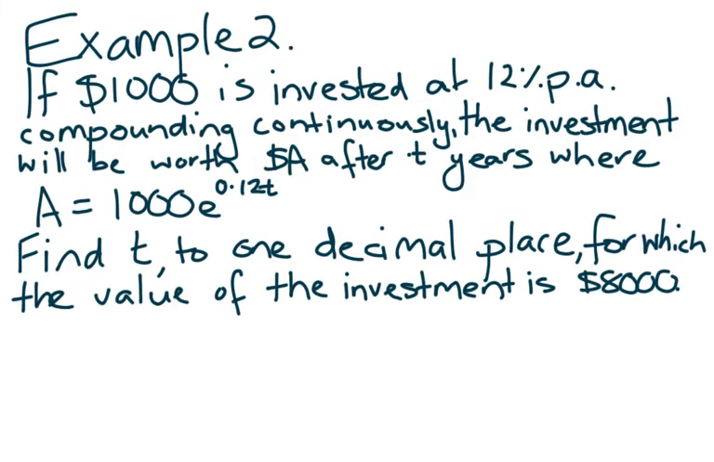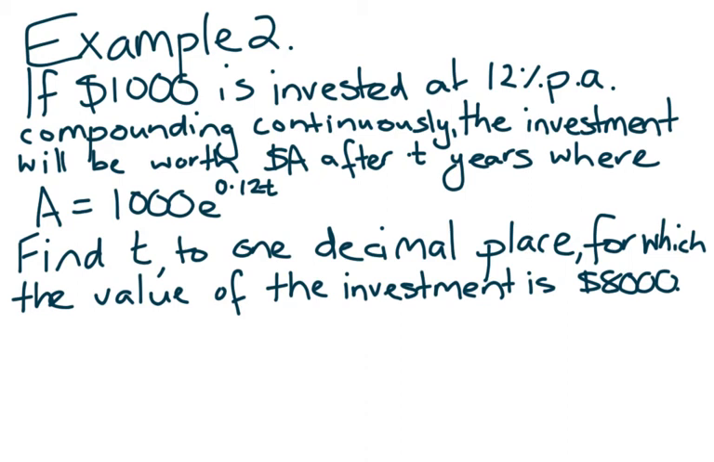So for example 2, we've got: if $1,000 is invested at 12% per annum, compounding continuously, the investment will be worth $A after t years, where A equals 1,000 e to the power of 0.12t. Find t to 1 decimal place for which the value of the investment is $8,000.